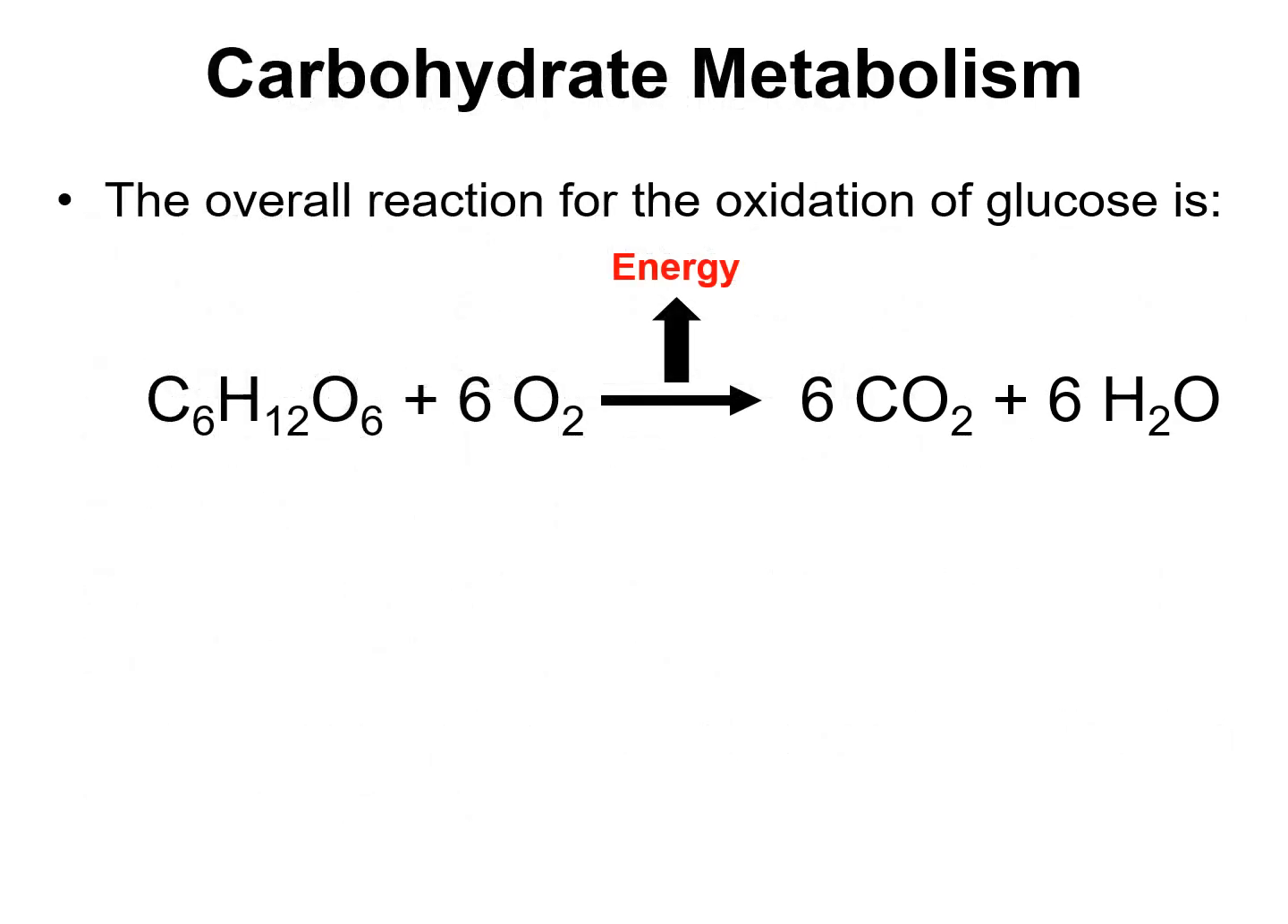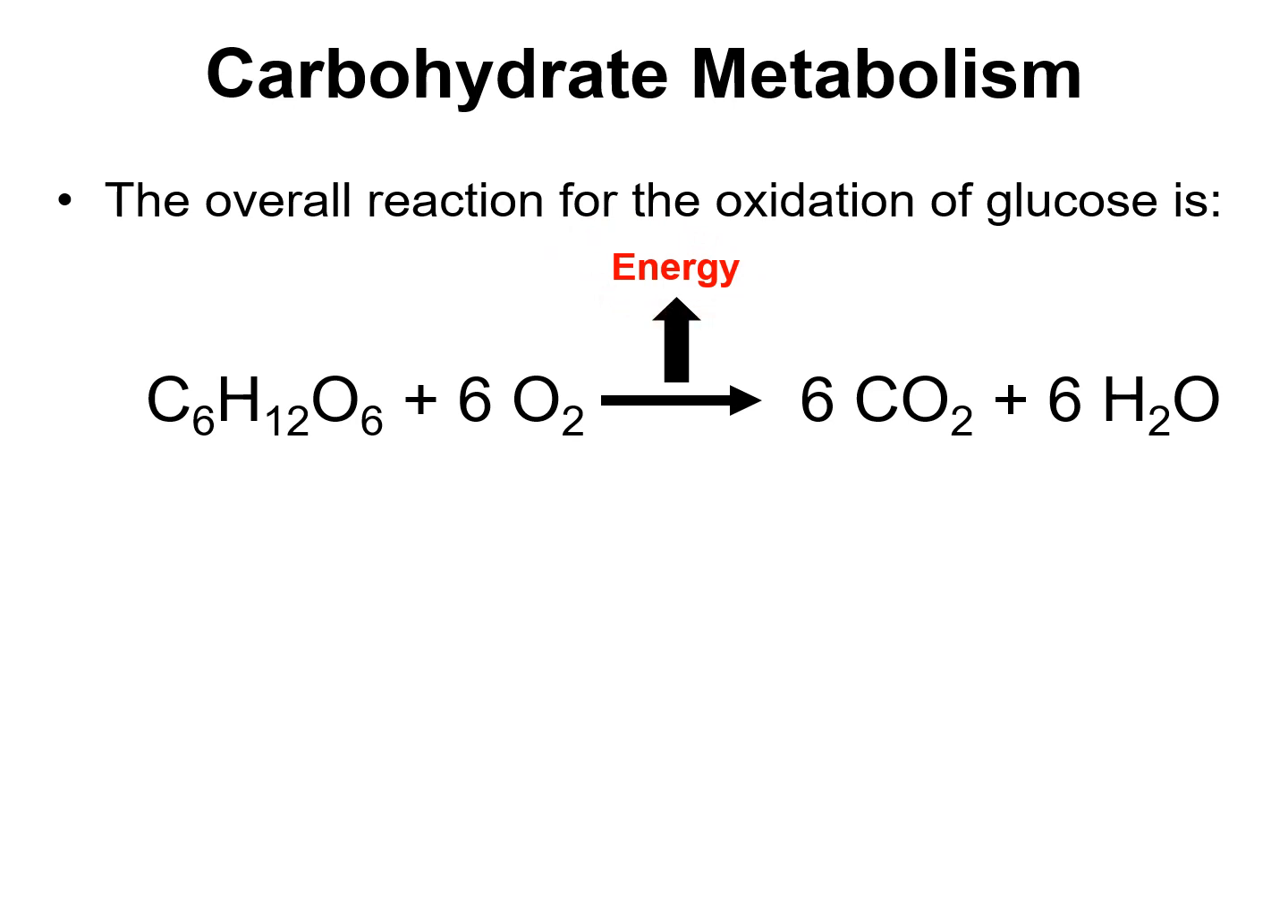Let's look now at the overall reaction for the oxidation of glucose. So here's the equation representing the oxidation of glucose. C6H12O6 is glucose, and then here we have 6 molecules of oxygen. Yields 6 molecules of carbon dioxide and water, and energy is going to be released in the oxidation of glucose.